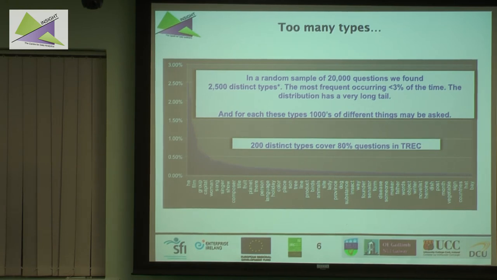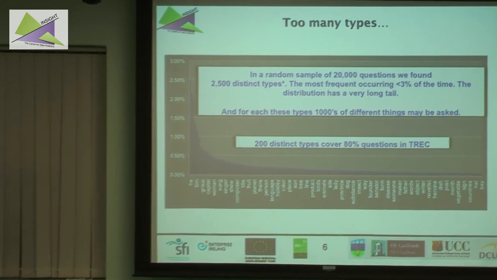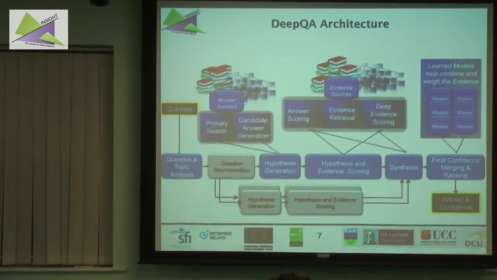In old Jeopardy questions, which they took from the previous track, almost 20,000 questions have 2,500 distinct types. It's really wide in some sense. In comparison, in the track, just 200 distinct types cover 80% of the questions. So it's a very complicated problem in that sense.